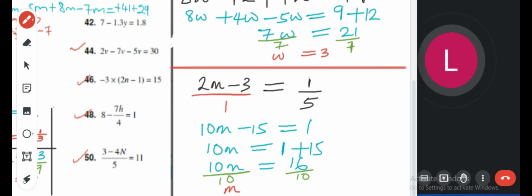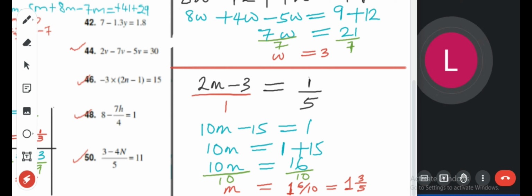m will be equal to 16 over 10 is one whole number, 6 over 10, which is, you can reduce the lowest term, one whole number, 3 over 5, because 6 over 10 can be reduced to 3 over 5. Divide both sides by 2. 2 into 6, 3. 2 into 10, 5. So m is one whole number, 3 over 5. So that's how to go about this.